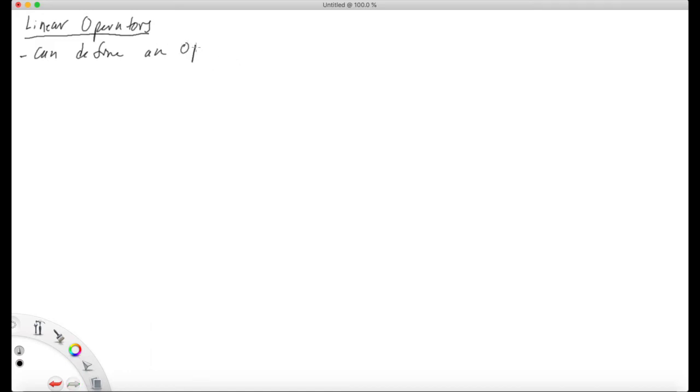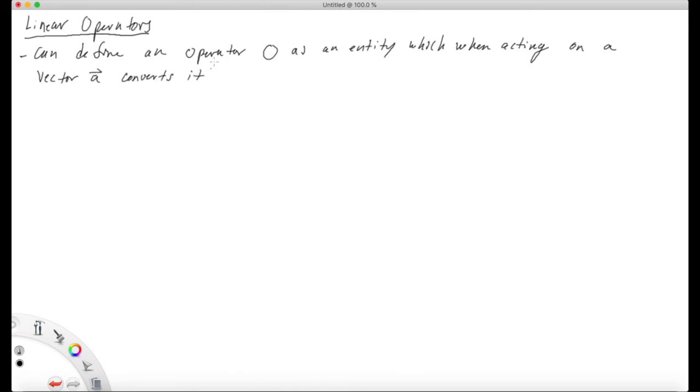So the operator is linear if O, and then in parentheses we have X times A plus Y times B, is equal to X O, and then you write the vector A after the O because it's acting on that vector, and then you add that to Y, and then the capital O, and then the vector B to the right of O because the operator O is acting on the vector B.